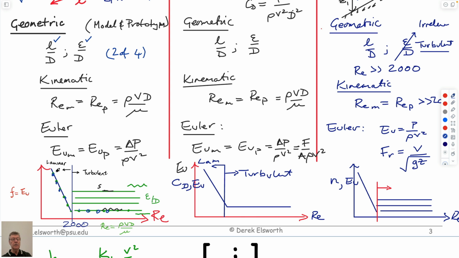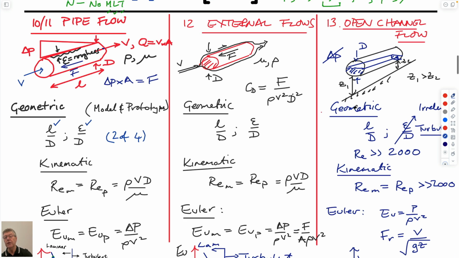And we could draw some experimental results by doing the experiment and measuring the force at different flow regimes, and we'd get a diagram which looks almost exactly like pipe flow. In the laminar regime, Euler number would be proportional to Reynolds number, and in the turbulent regime, it would be independent of Reynolds number.